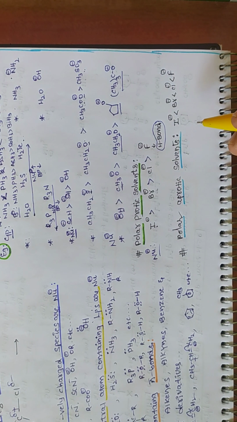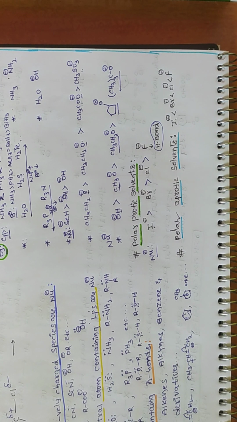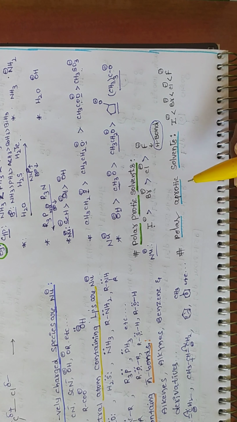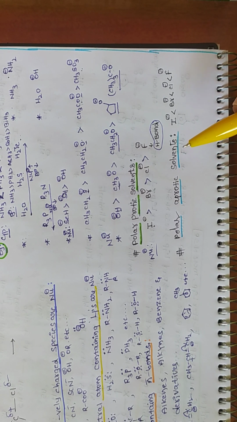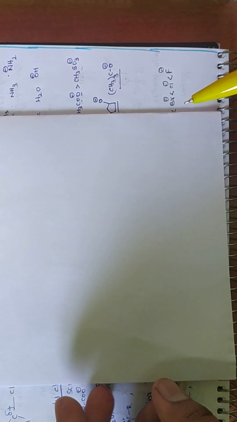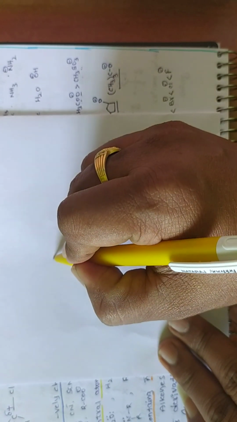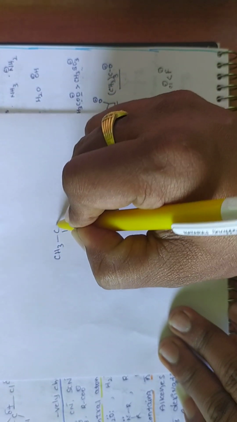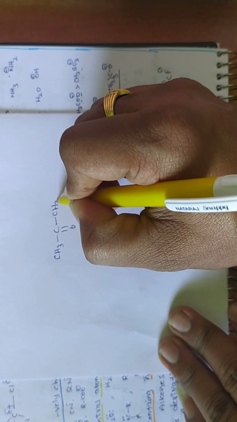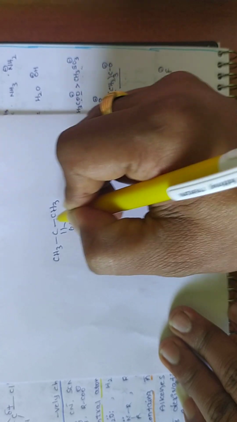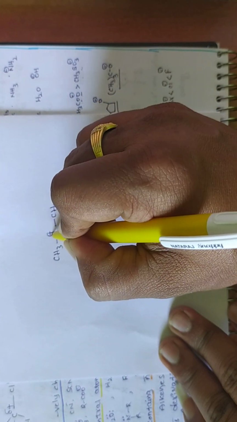Whereas in the case of polar aprotic solvents, the solvents are polar but cannot give H plus ions. They are called polar aprotic solvents. The best example is acetone: CH3, C double bond O, CH3. In carbon and oxygen, oxygen is more electronegative, so it is minus, and this carbon is plus.